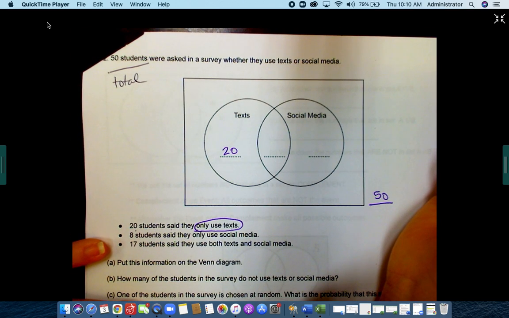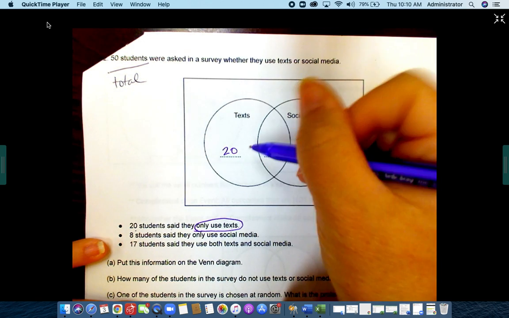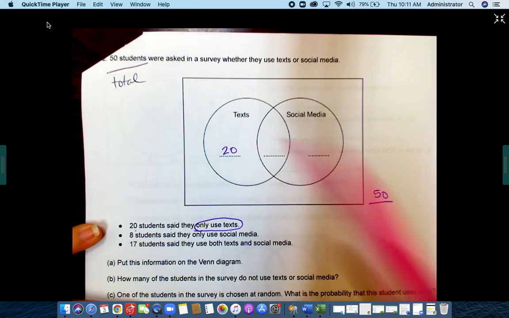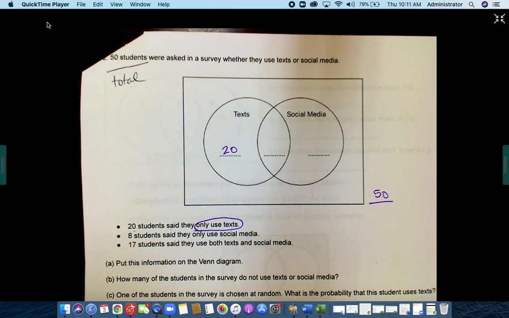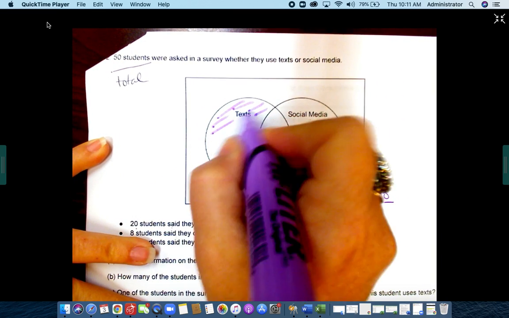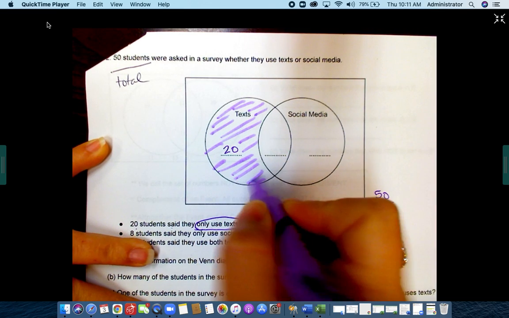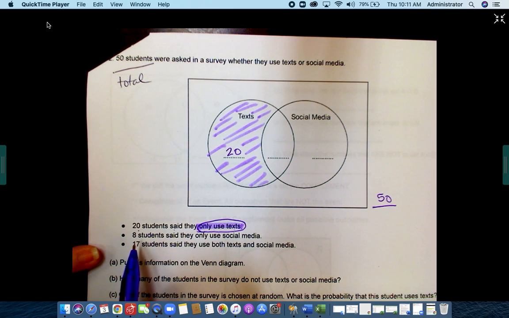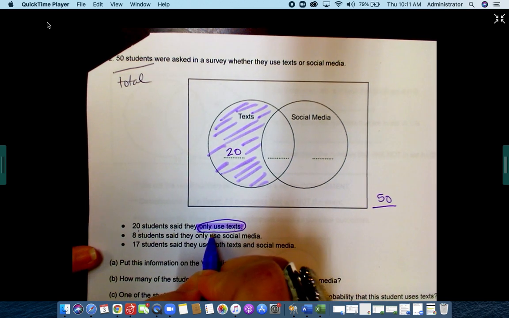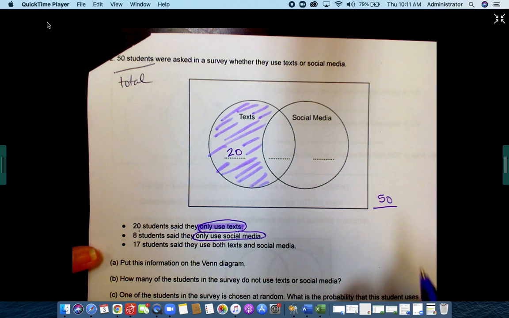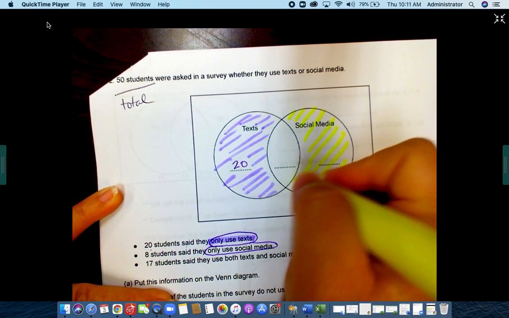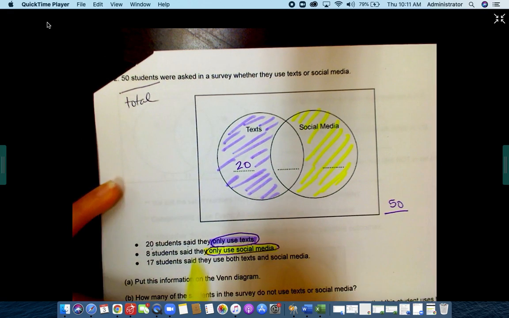You always have to read it carefully. If they use the word only, that's how you know it's text only. Okay? So just to kind of help you out, I'm gonna shade a little bit purple. So this area here means only texts. Okay, just this outside. Now it says 8 students said they only use social media. So social media only, that would be these guys. So only social media, that's 8.